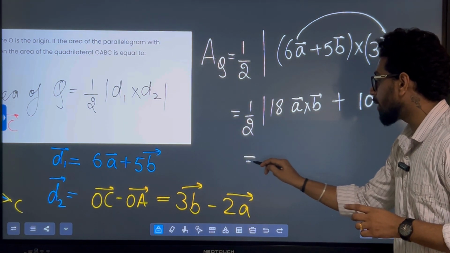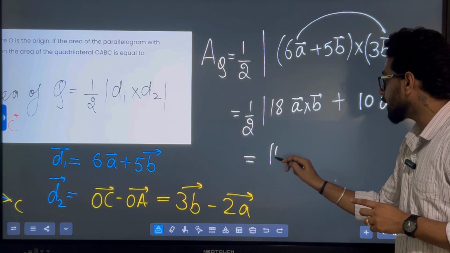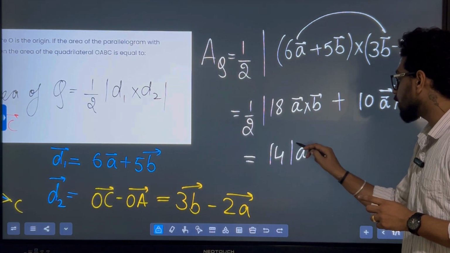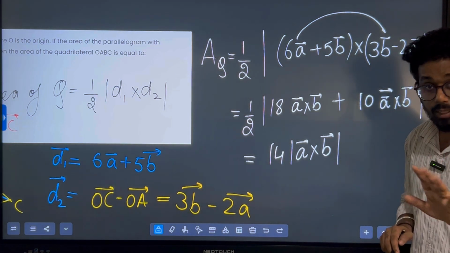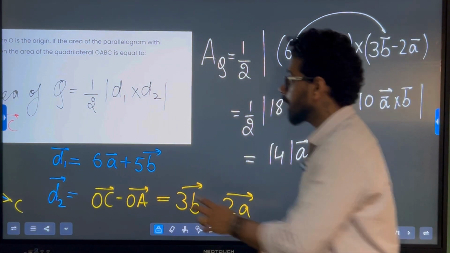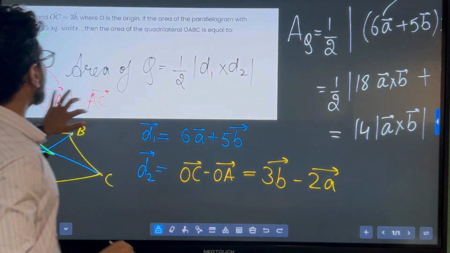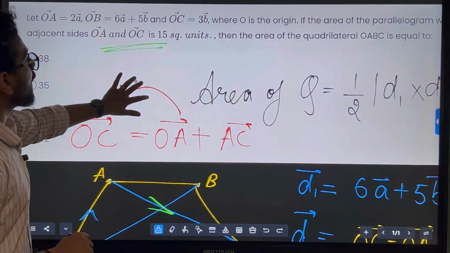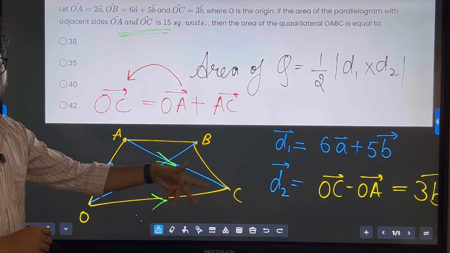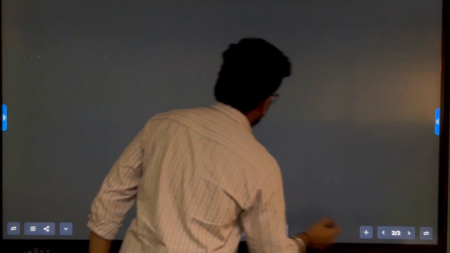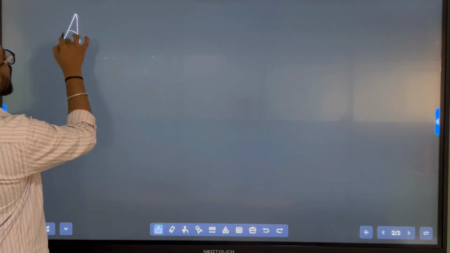The area of the quadrilateral is 28 by 2, which is 14 times the magnitude of the cross product of A and B. Alright, now I need to know the value of A cross B. So now I will go back to the question and what they have said, that the area of the parallelogram with OA and OC as sides. The question is, what will be the area of the parallelogram?